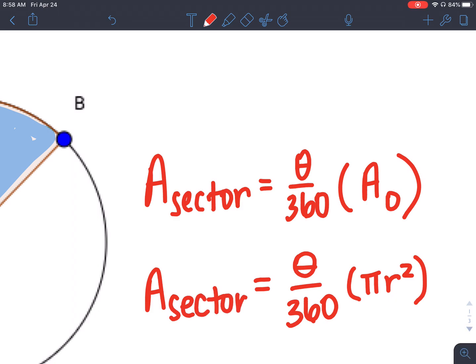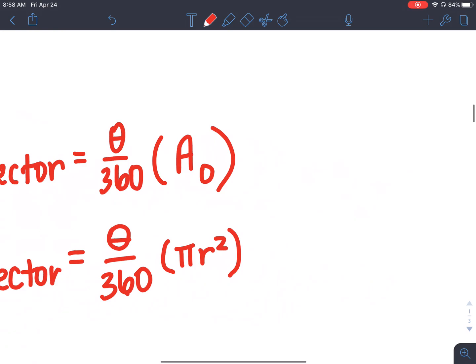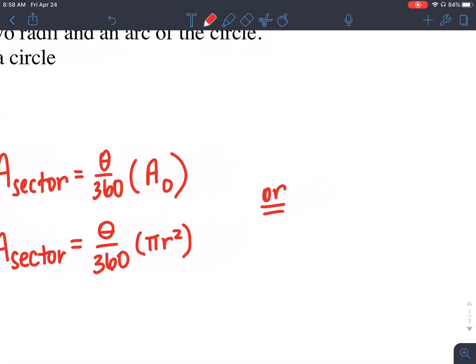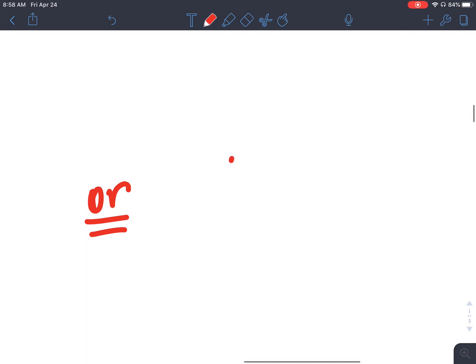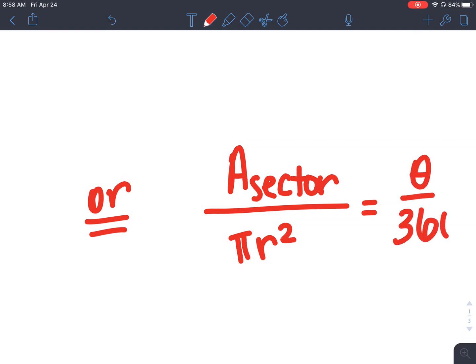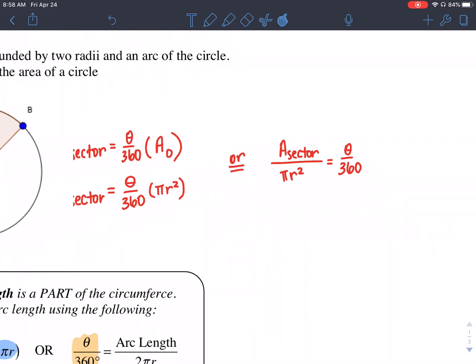So that's one way to think about it. The other thing you could do is set up that proportion if you prefer that way, totally fine. If I divide both sides by pi r squared, I would have the proportion: the area of the sector is to the total area of the circle as theta is to 360. So either one, your preference.